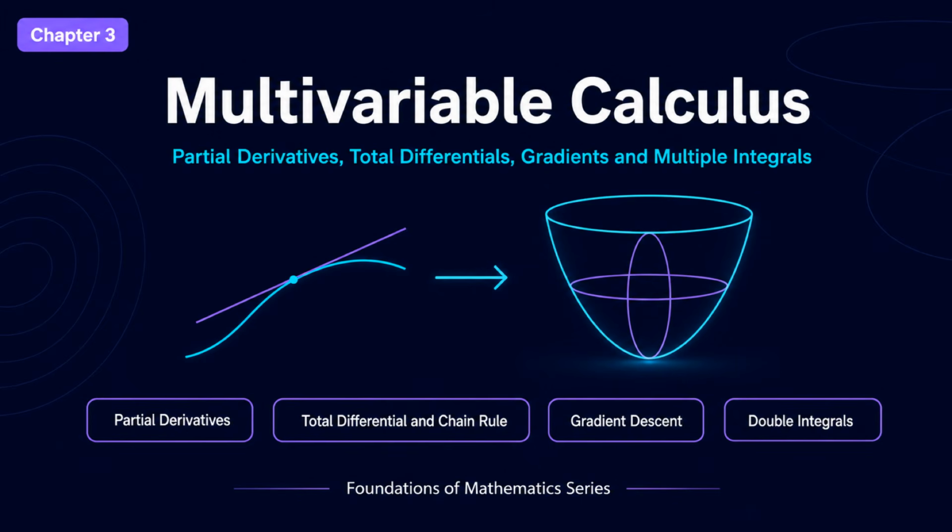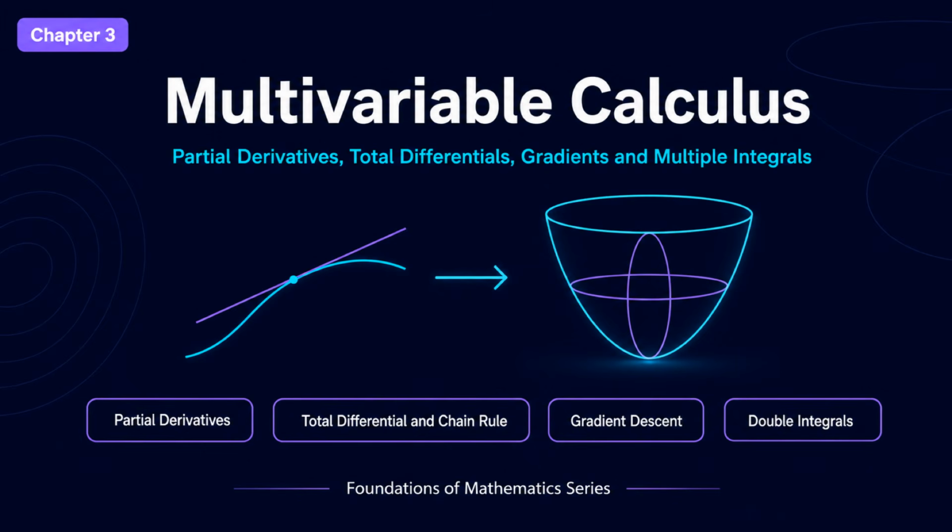So we generalize. The generalization is more interesting than it first looks, because once a function has several inputs, the question how fast is it changing needs a follow-up question. Changing in which direction? That single observation organizes the whole chapter. We will start with partial derivatives, which answer the question one axis at a time, then assemble them into the total differential and the chain rule, then into the gradient, and finally turn the machinery around to integrate over regions rather than intervals.